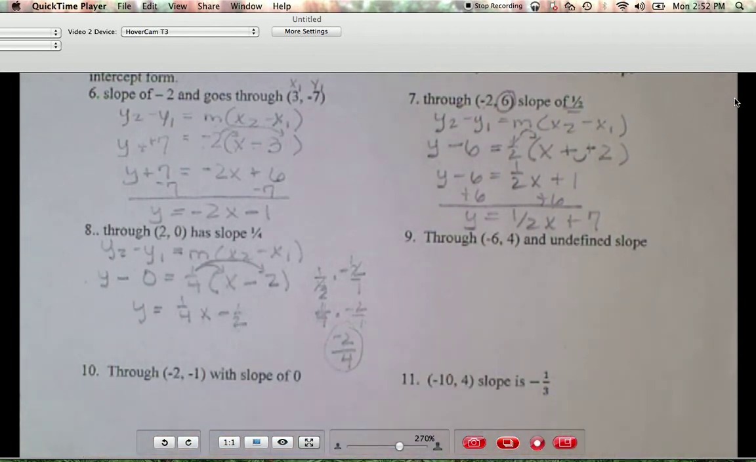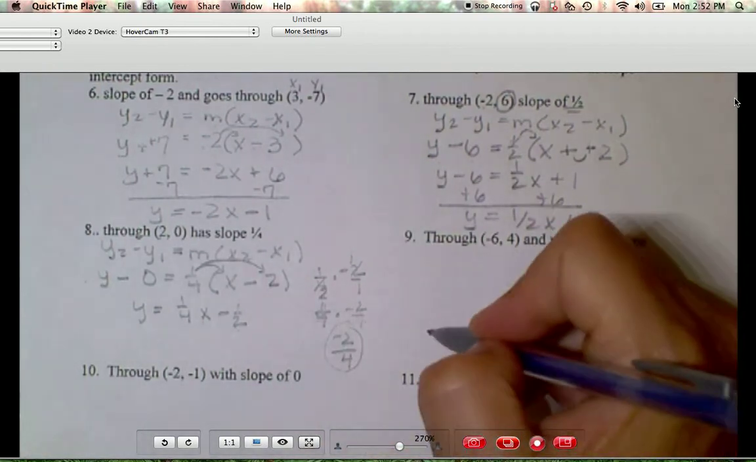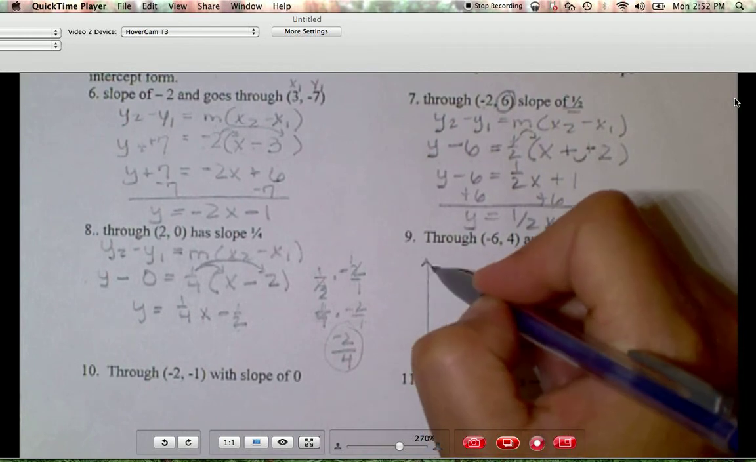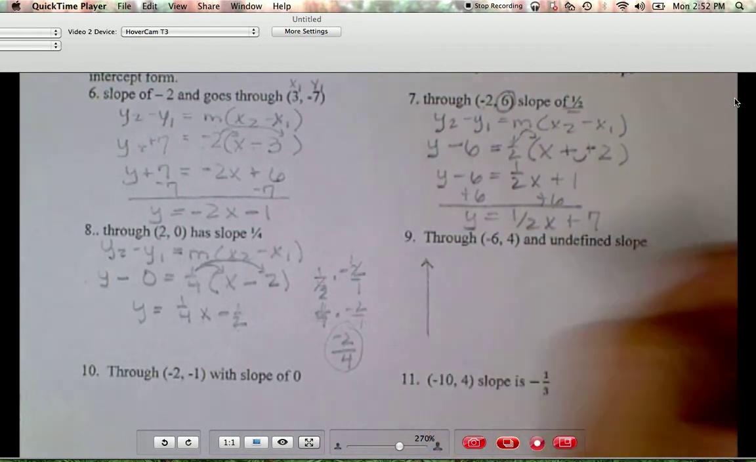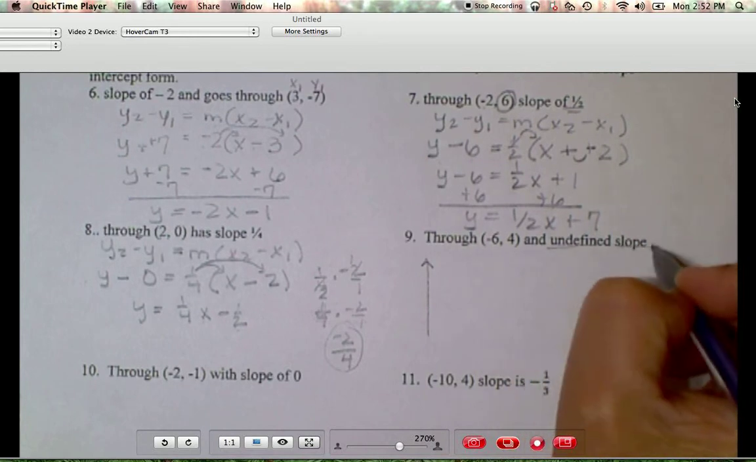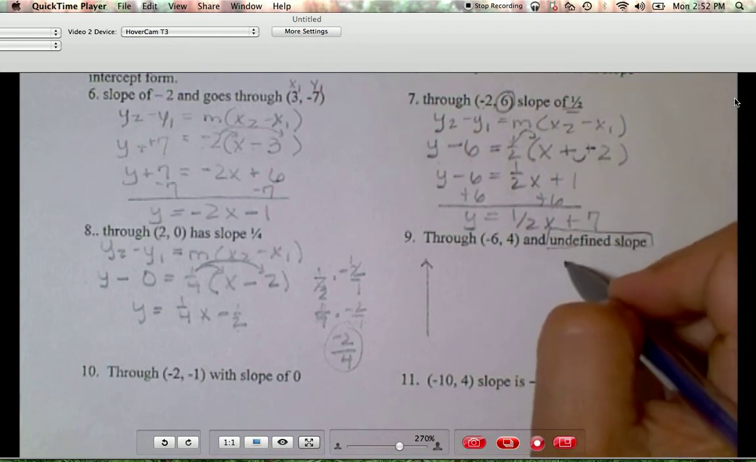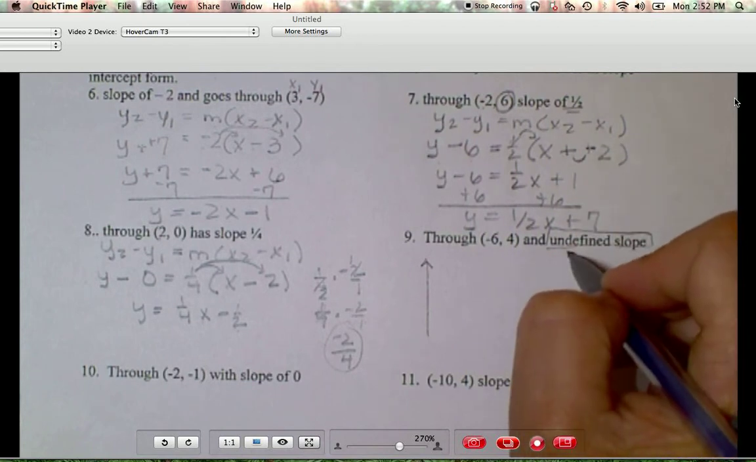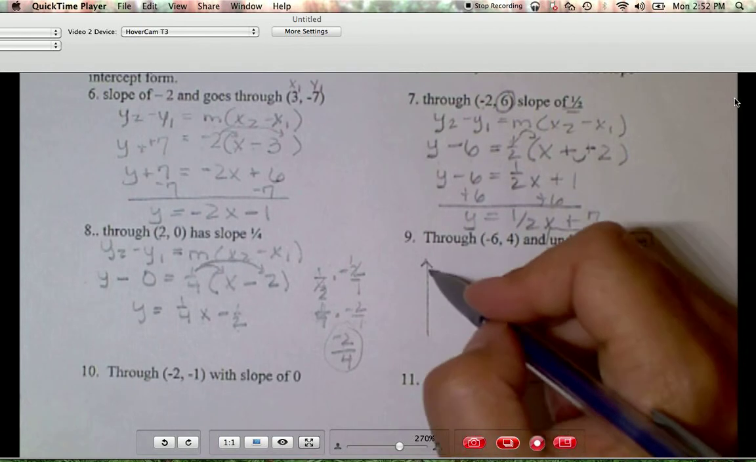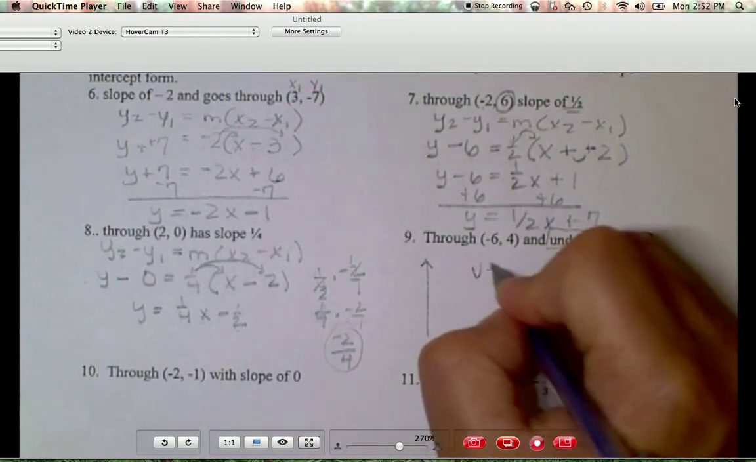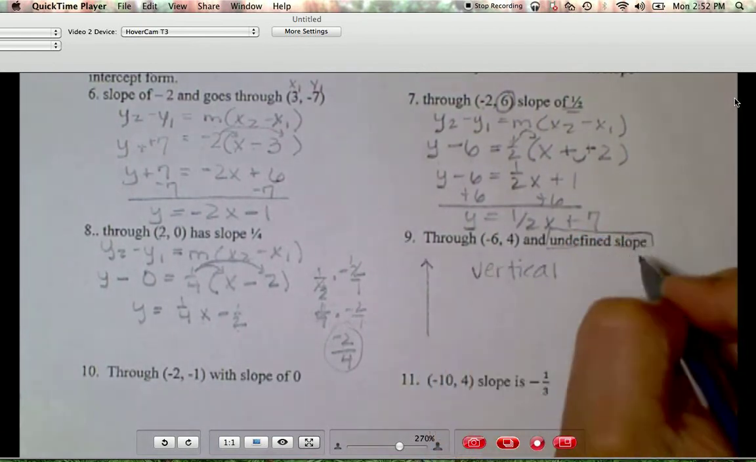How about number 9? It goes through this point, negative 6, 4, and it has an undefined slope. Now, think about your car. If you're driving your car up a hill, up a wall, that's undefined. So, undefined slope, it can't be given a number. So, you can't use this method here because it can't be given a number, so you have to come up with a different way. Now, if it's a vertical line, what do we know about the equation?